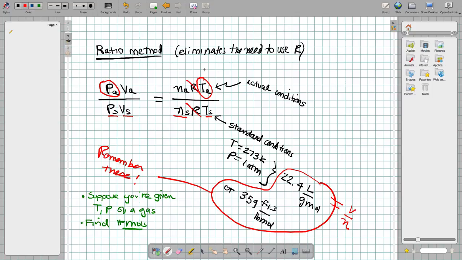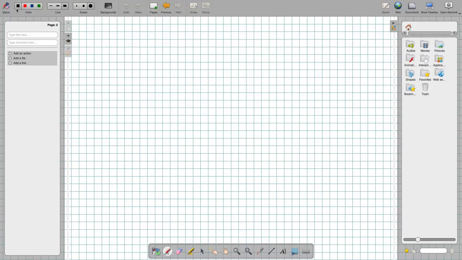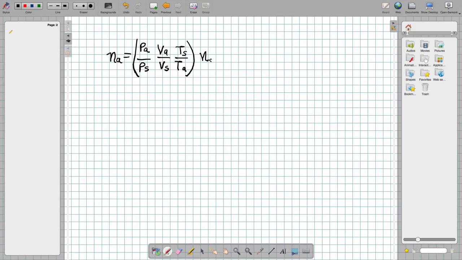So how do you find the volume? Well, you can rearrange this equation that I just showed you, and you could say, well, the number of moles is equal to the actual pressure over the standard pressure times the actual volume over the standard volume times the standard temperature over the actual temperature, and all of that times the number of moles at standard conditions.